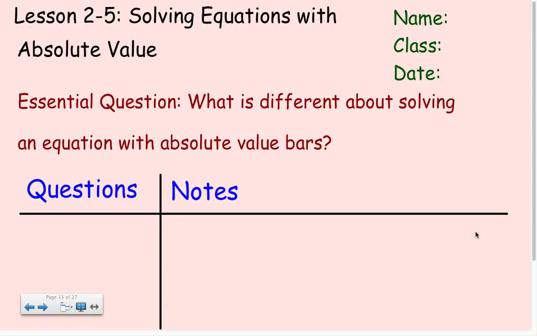Absolute value. This is day 3 of a 4-day lesson. Essential question: what is different about solving an equation with absolute value bars? So far this year in chapter 2, we've solved equations that did not have absolute value bars, and we've solved absolute value expressions, so no equal sign. This is going to be the first time we're going to combine together equations and absolute value signs.